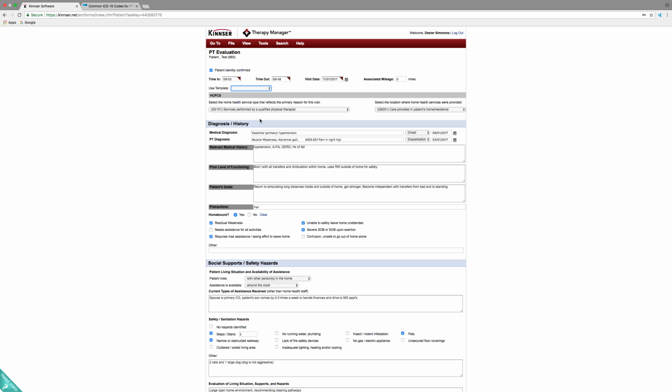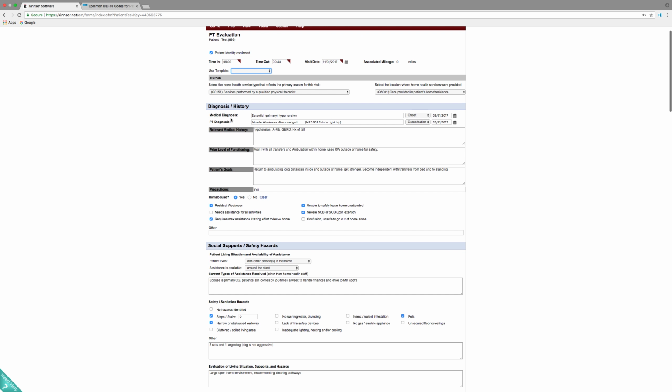And so we're going to jump down. This is all pre-filled here, the G codes. You don't need to worry about that. The first thing you're going to start documenting on after the time in, time out, and visit is the medical diagnosis. This always needs to match the diagnosis from the home health agency. We are to never guess at what this medical diagnosis is. If we don't know what it is, we can leave it blank. Leaving it blank is better than guessing.